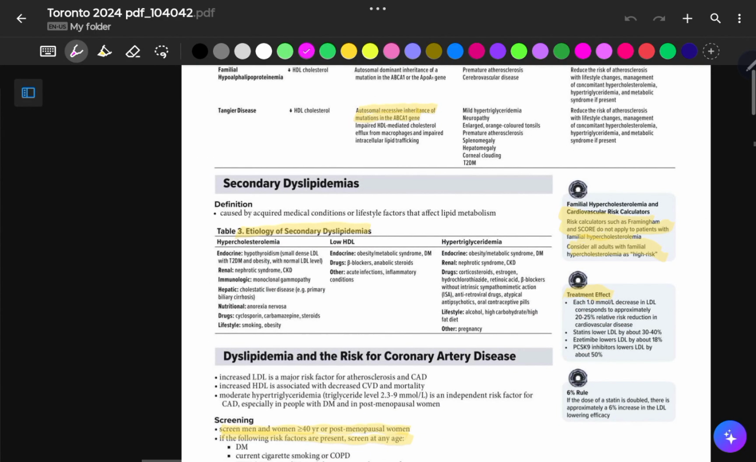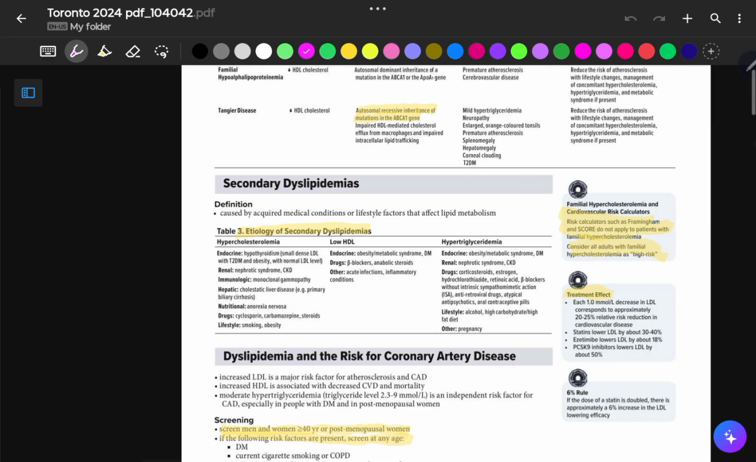Then you have secondary dyslipidemia, which is most common, and this is caused by acquired medical conditions or lifestyle factors that affect your lipid metabolism. So start looking at table 3, the etiology of your secondary dyslipidemia. First column, you have hypercholesterolemia, meaning high cholesterol inside the blood, which can be caused by endocrine disease such as hypothyroidism, where you have small, dense LDL, with type 2 diabetes and obesity.